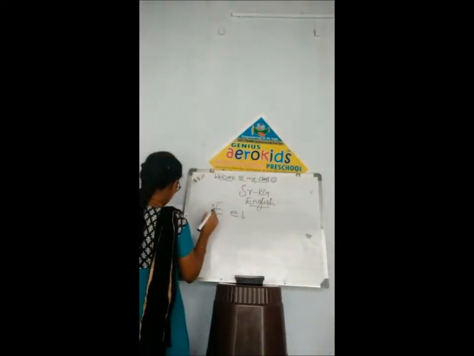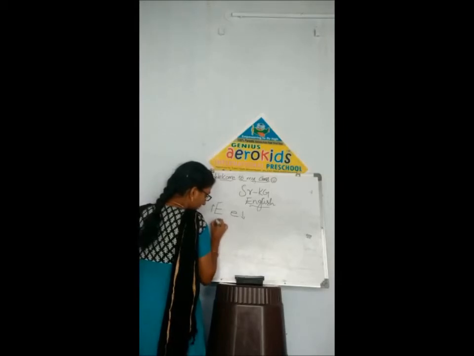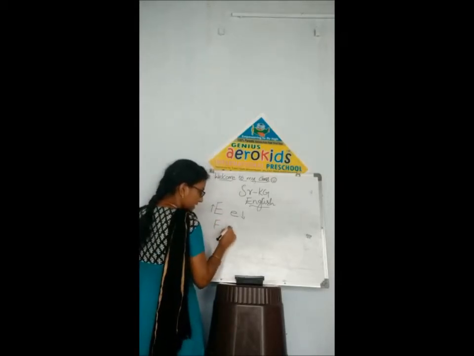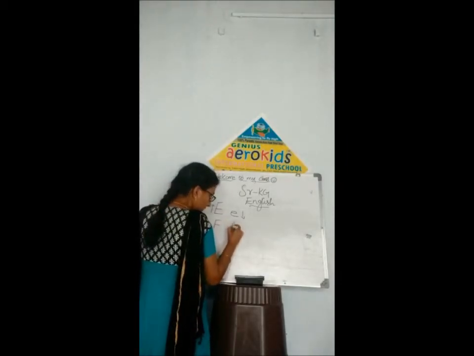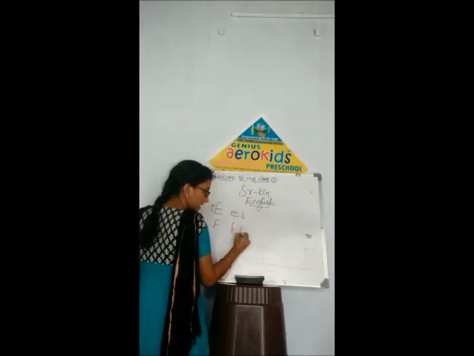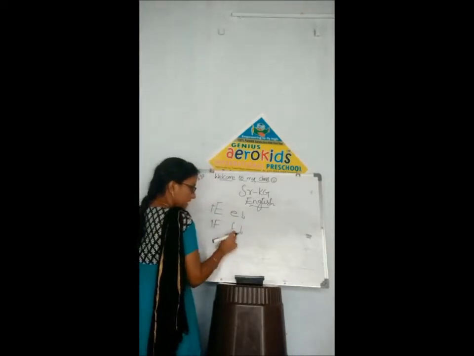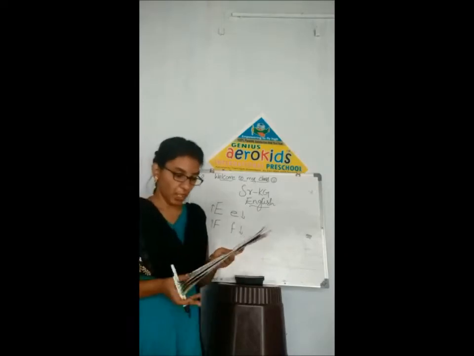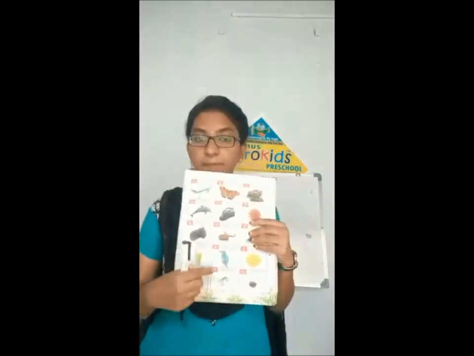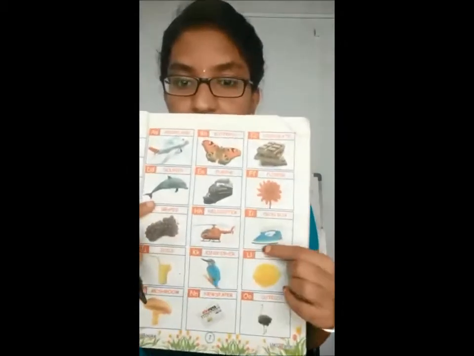Okay. Next we have to write F, uppercase and lowercase. This is uppercase and this is lowercase. Have you all written? Okay. Next letter is, what is this?